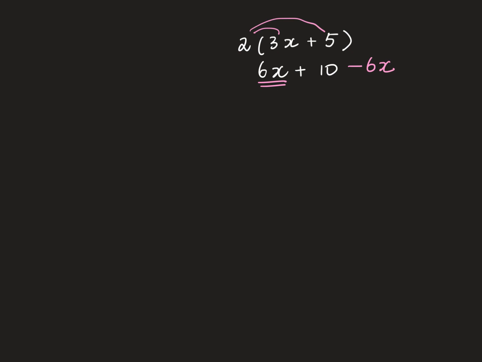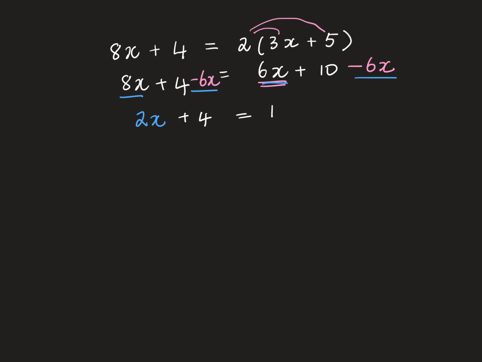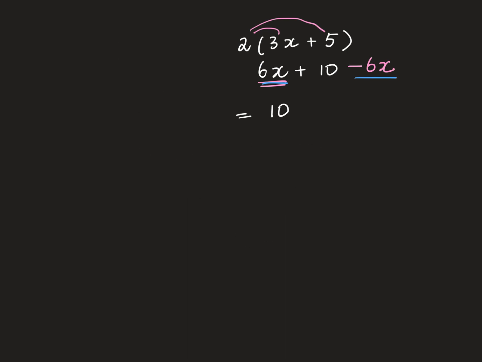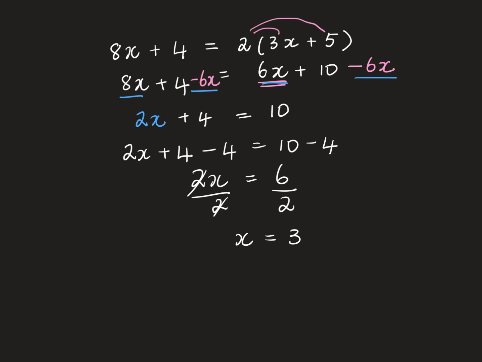8x minus 6x, it's going to give me 2x, and then I've still got that plus 4. 6x here, 6x minus 6x there, that goes. All I've got left is this positive 10 there. And straightforward from there. 2x plus 4 minus 4 equals 10 minus 4. 2x equals 6, divide by 2, cancel. x is equal to 6 divided by 2, which is 3.